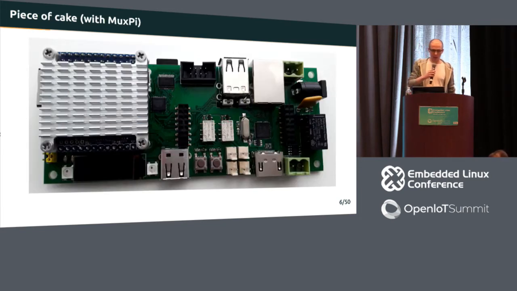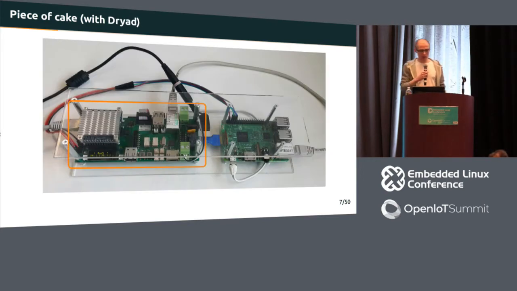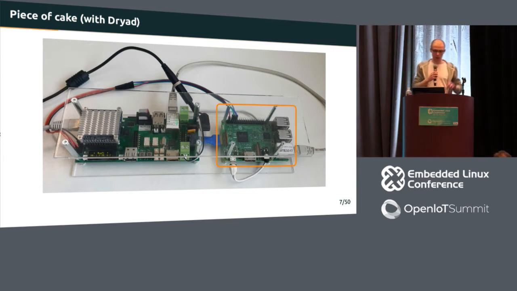That's why we came up with the MuxPi board. And once it is connected to the device under test, or DUT, we call it a Dryad. And as you can see, a Dryad requires only two connections to be accessed from the outside world, which are power supply, of course, and network connection for communication. This Dryad is connected to the Raspberry Pi 3 board, and all other connectors are only between the MuxPi and the Raspberry Pi that constitute this Dryad.